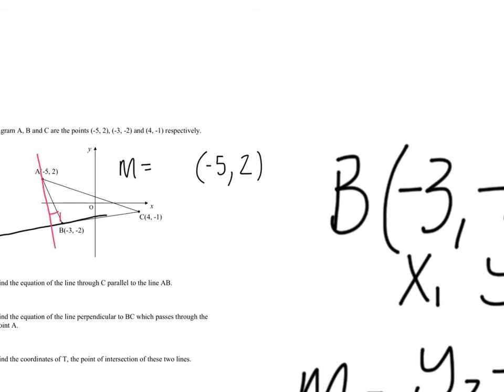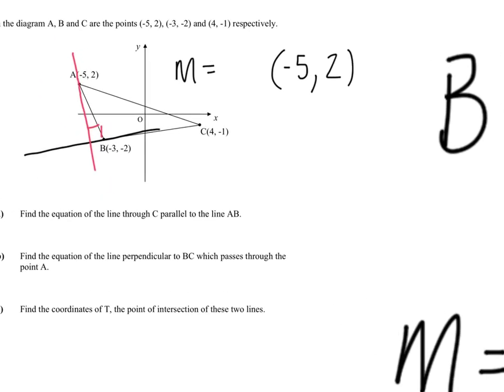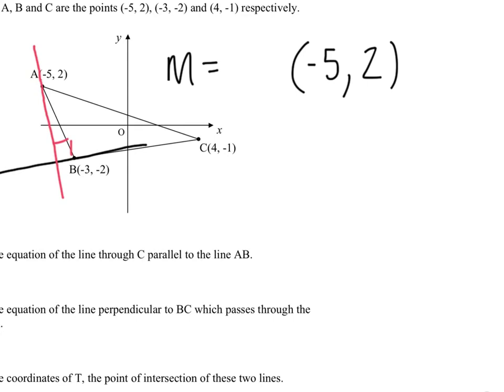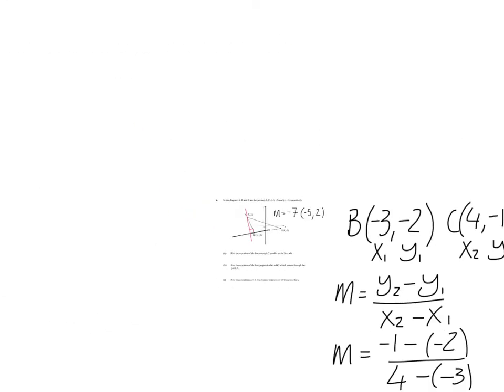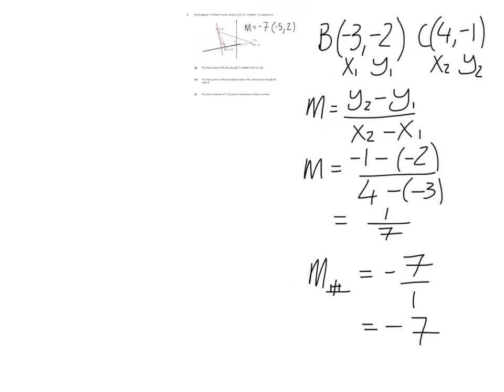We now know that that is something we can fill in here. So that is -7. We now have a gradient and a point to use in our straight line formula. So substituting those things in. So again, just giving ourselves a little bit of space. We'll do this over here.